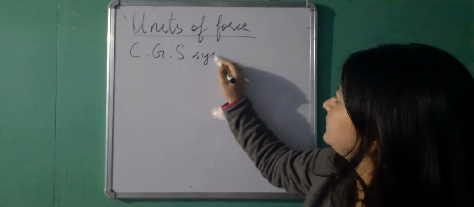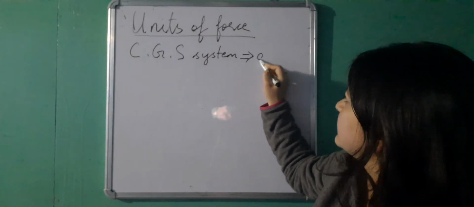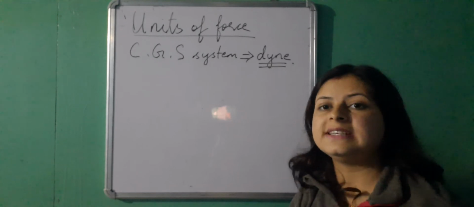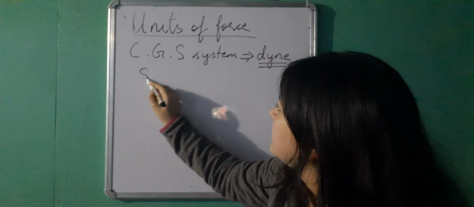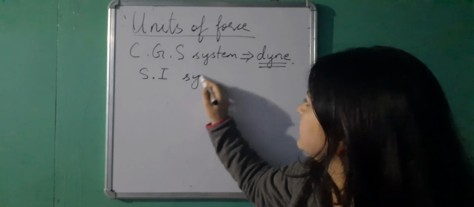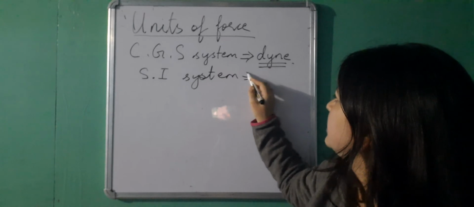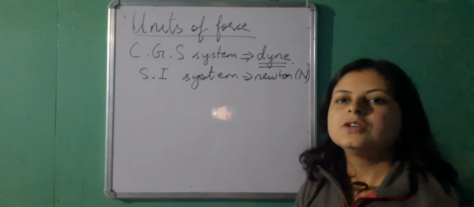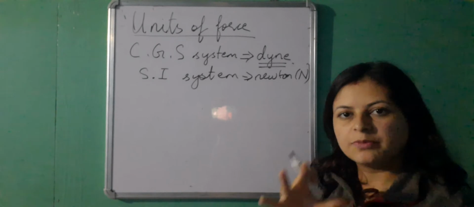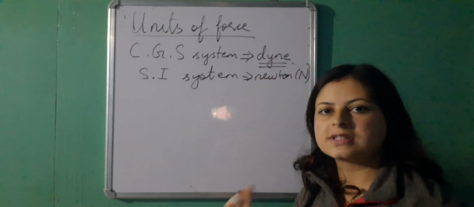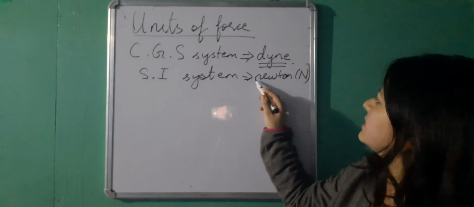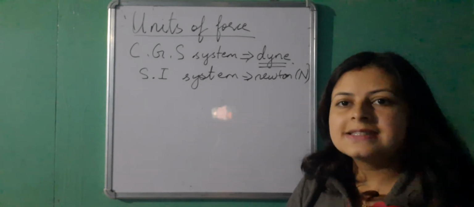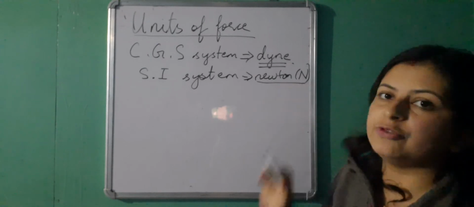In CGS system, the unit of force is dyne. Dyne is the CGS unit of force. And in SI system, the internationally accepted system, it is Newton. Symbol is capital N. If the force is a small value, then we go for dyne, and if the force's value is huge, and if you want to go for standard units, then you have to use Newton, named after the scientist Sir Isaac Newton. Now let us define how much 1 dyne is and how much 1 Newton is.